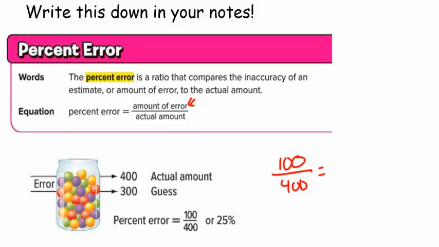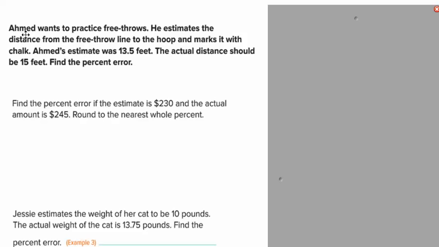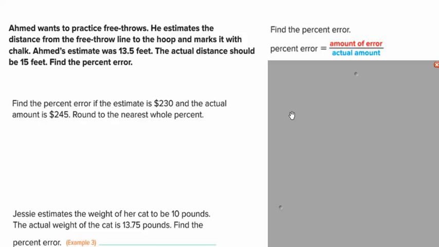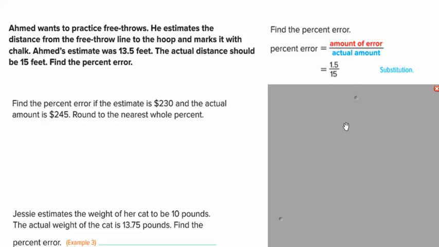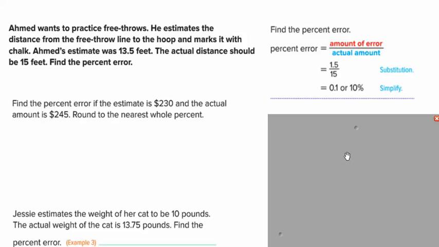Let's do an example. Ahmed wants to practice free throws. He estimates the distance from the free throw line to the hoop and marks it with chalk. His estimate is 13.5 feet. The actual distance should be 15 feet. Find the percent error. We first have to find the amount of the error over the actual amount. He said 13.5, but it was actually 15, so that's 1.5 over the actual. It ends up being 10%.